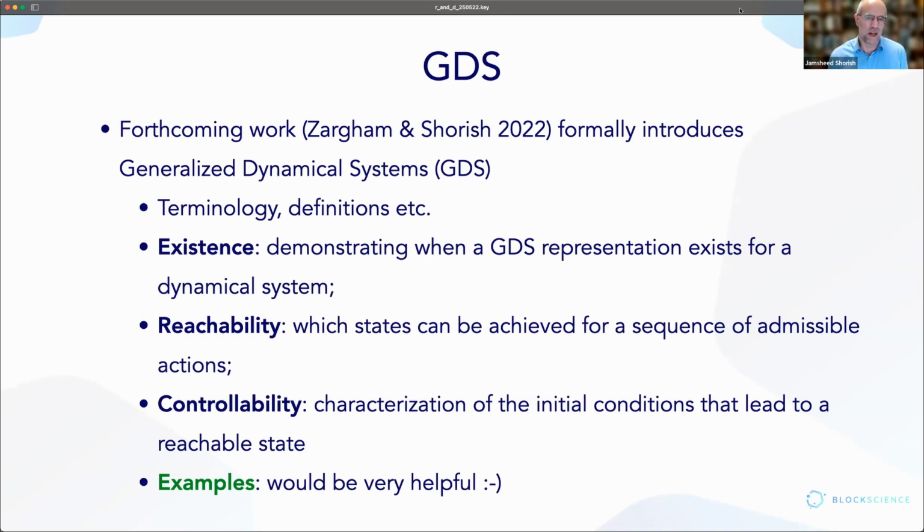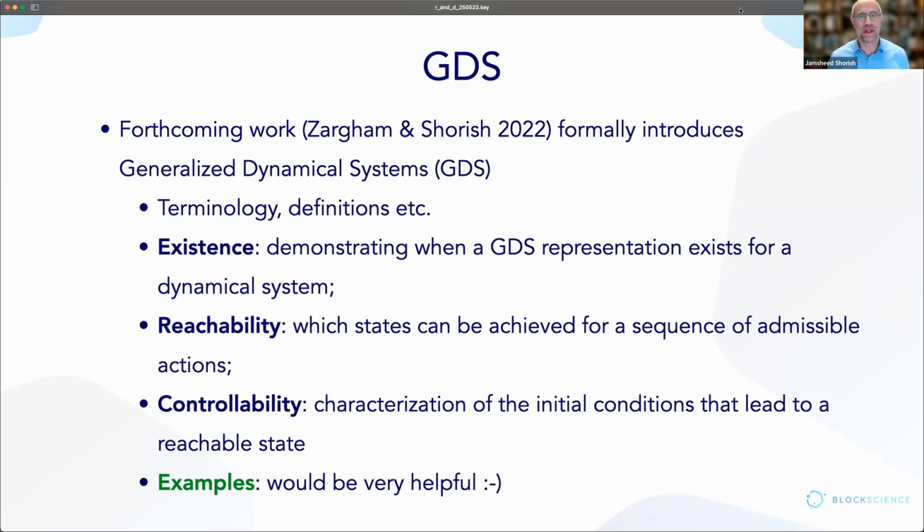This is really very easy to define as which states can be arrived at for a sequence of admissible actions, but getting a handle on what that means will take some world building. And finally, controllability, which is the issue of, given that we would like to have some states that are reachable, what happens at those initial conditions? Those initial conditions can often be things that we can set through governance or permute. So understanding controllability of the system within that limited definition of what we call controllability is also something that's in that particular paper. Now, examples are always nice.